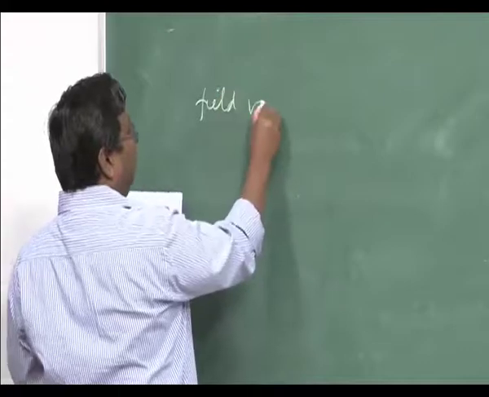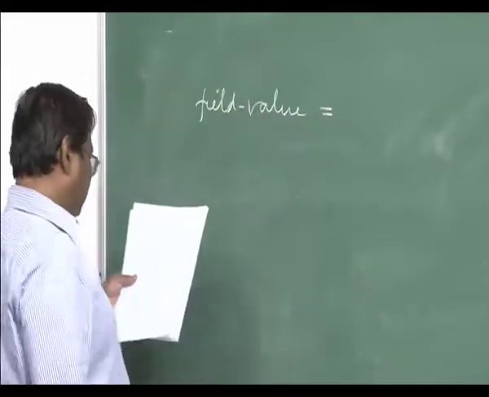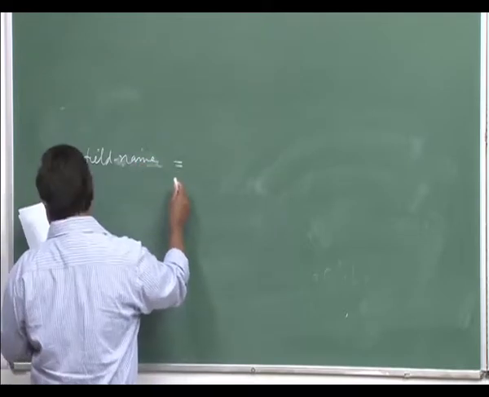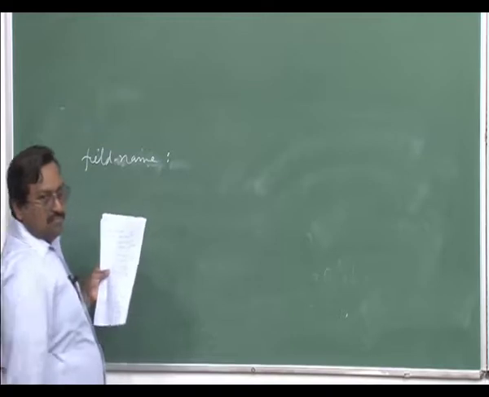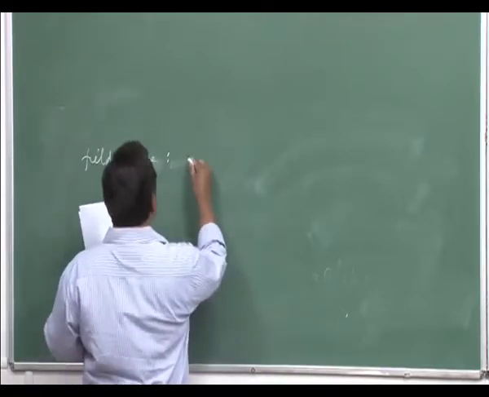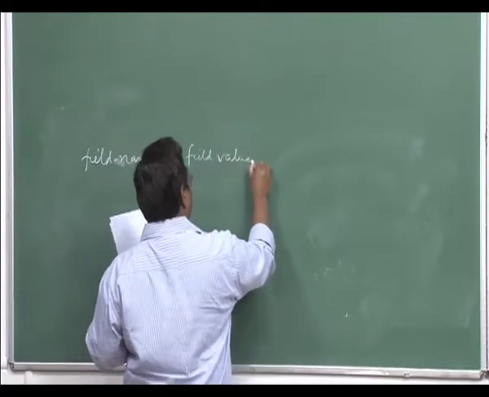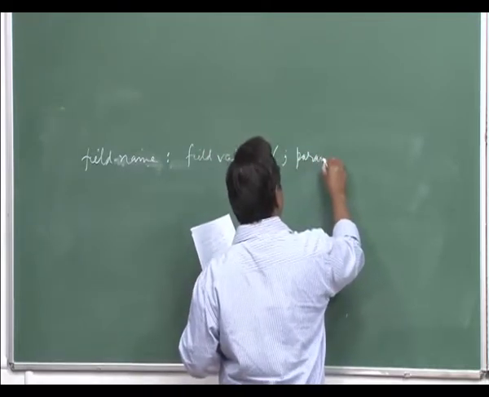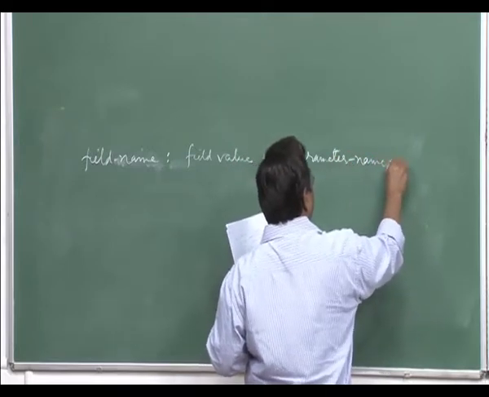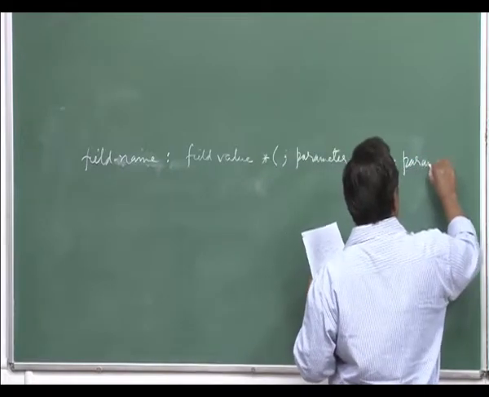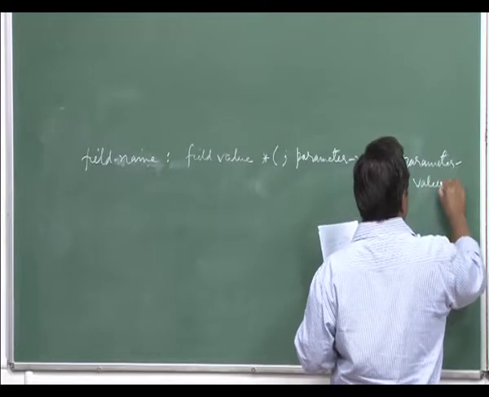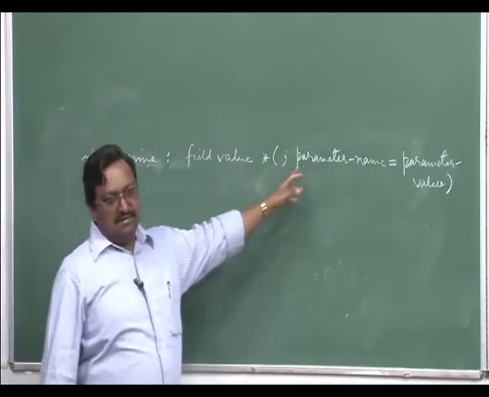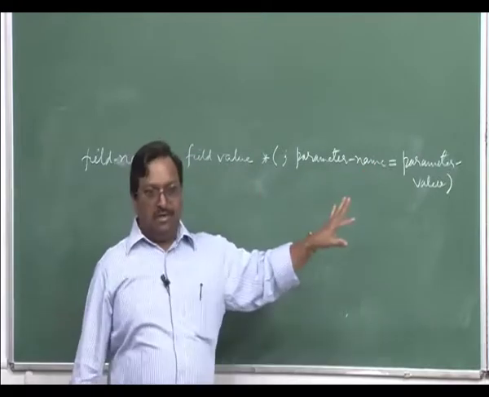So a field value by definition, okay, I will write field name. So, a header field will look something like this. This is the header field. It will contain a field name, colon, field value, any number, a semicolon, parameter name is equal to parameter value, and any number of parameters can be attached, that is why the star is there, and this forms one value actually.